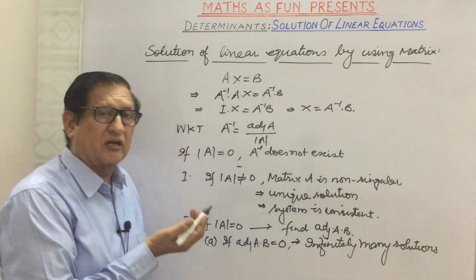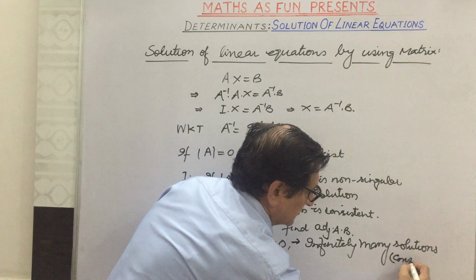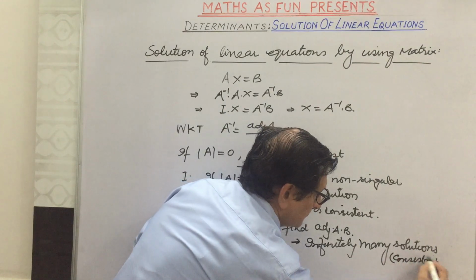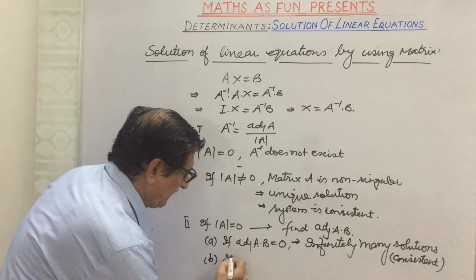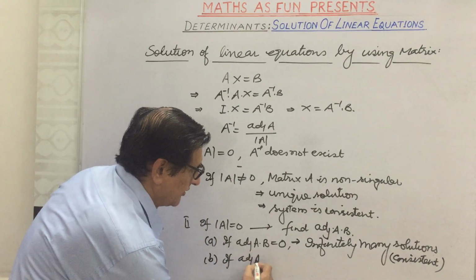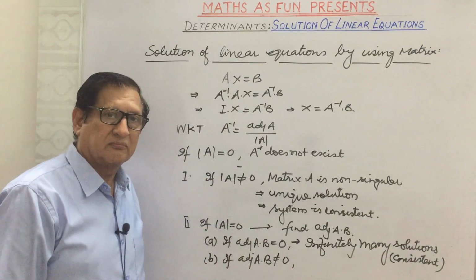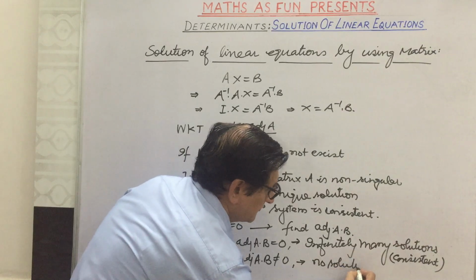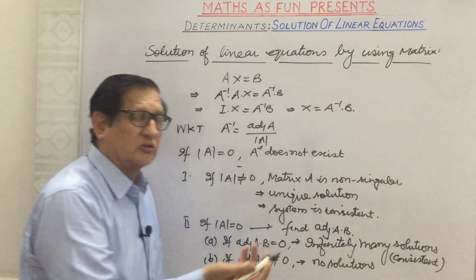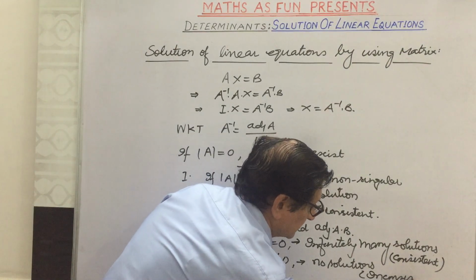And if there are infinitely many solutions, it means the system is consistent. The second case may be if adjoint A into B is not equal to 0. Then we have no solutions. And if there are no solutions, it means the system is inconsistent.